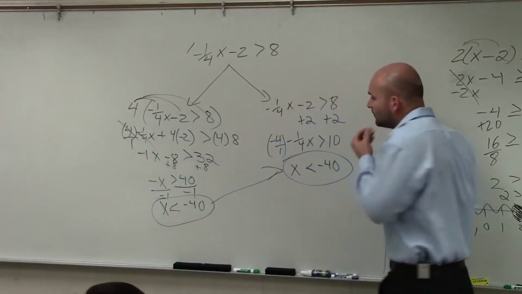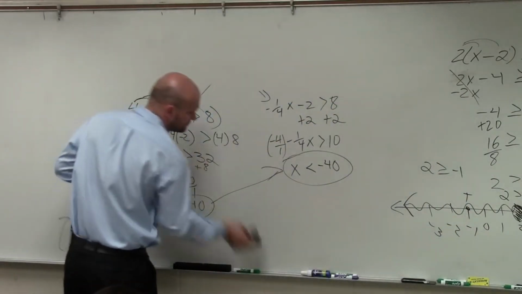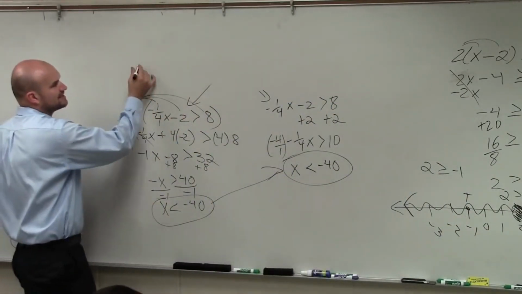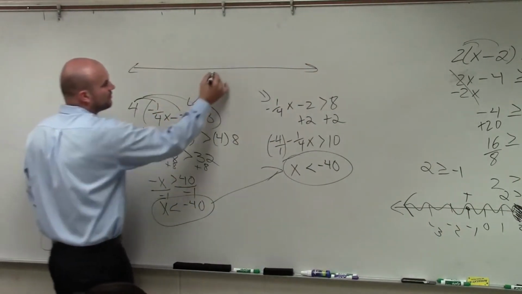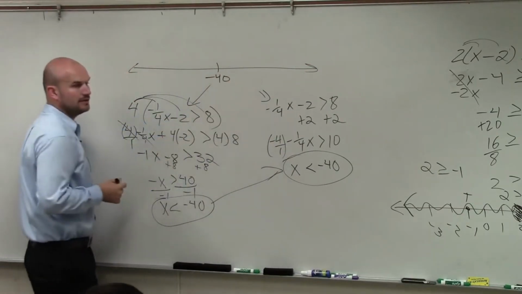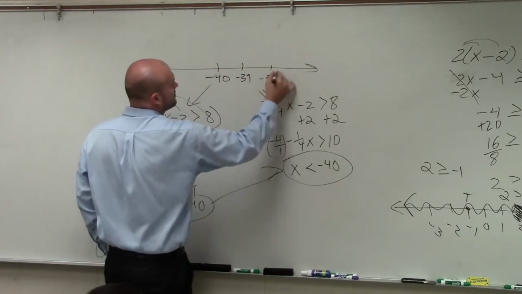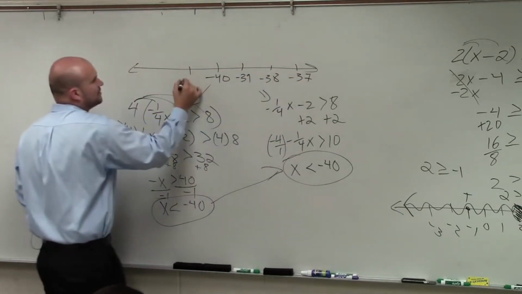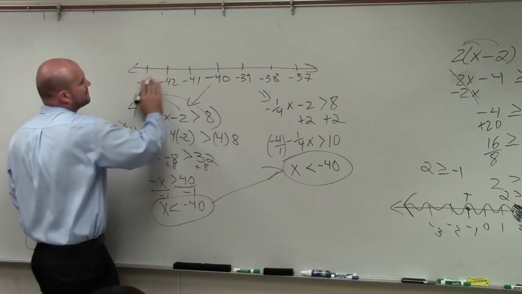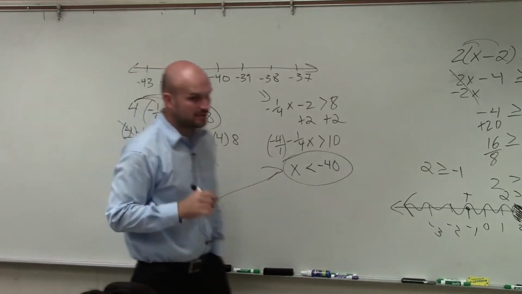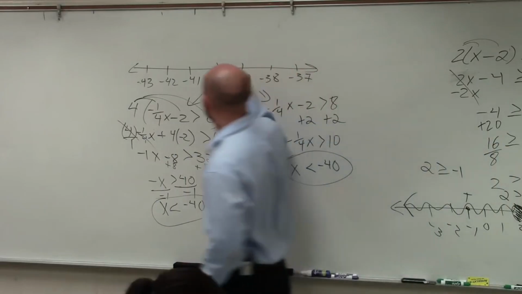So now we have to go and graph our solution. I'll just erase the problem. To graph the solution, what I would tell you guys to do is go ahead and find negative 40. Then larger numbers go to the right and the smaller numbers to the left. You will have to create your own number lines. So now we make a dot at negative 40.